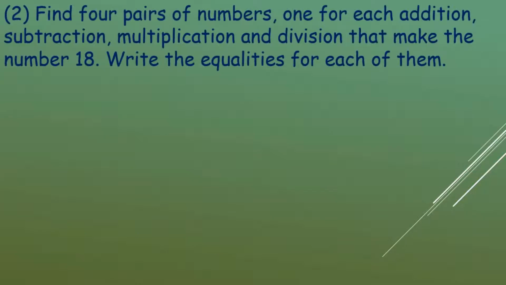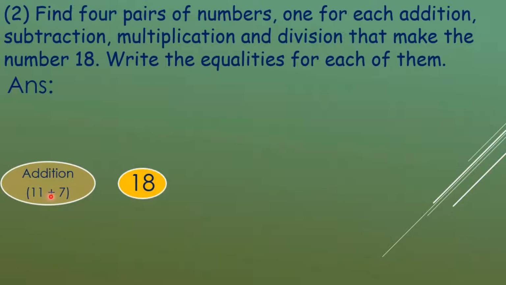Next question is, find four pairs of numbers, one for each addition, subtraction, multiplication and division, that make the number 18. Write the equalities for each of them. Now here, first, let us find out the first pair of numbers that make the number 18 after addition. So we have 11 plus 7 is equal to 18.